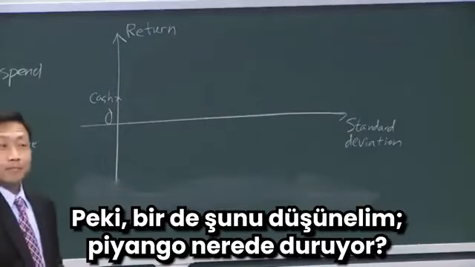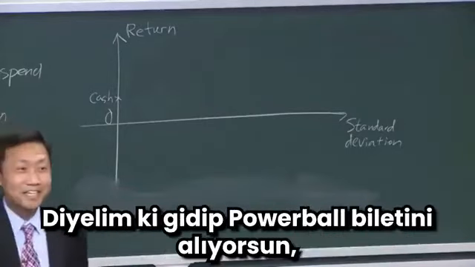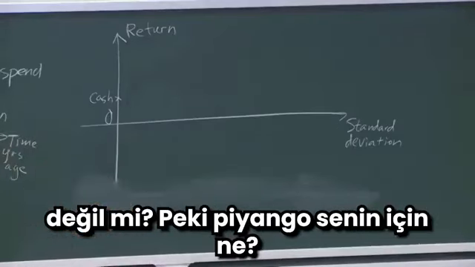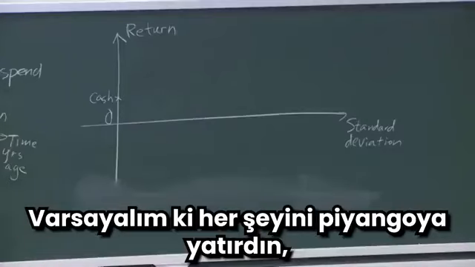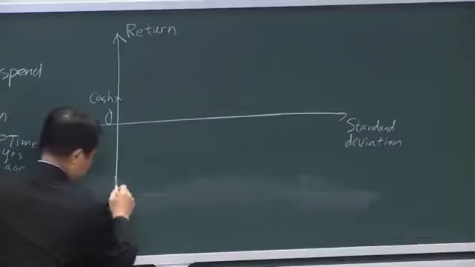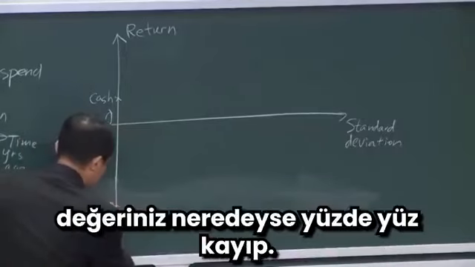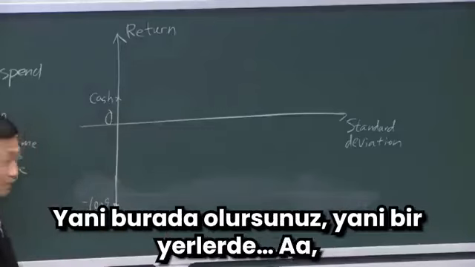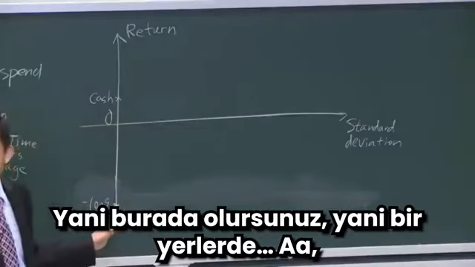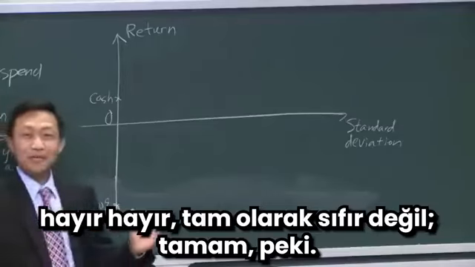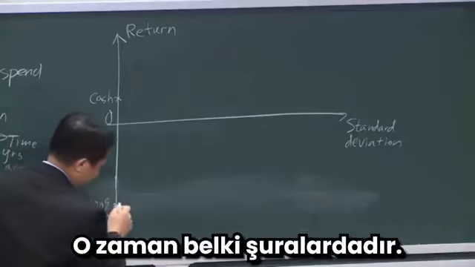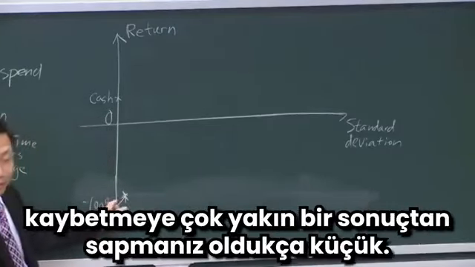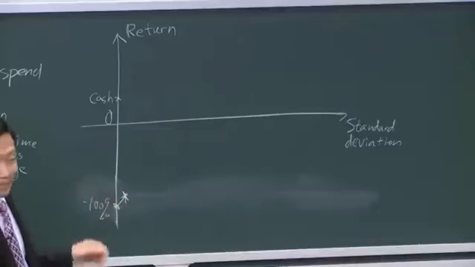Let me think about another example. Where's lottery? So you buy your Powerball, right? So where does lottery fall? Let's assume you put everything in lottery. So you're going to lose, so your expected value is very close to losing 100%. And your standard deviation is probably very close to 0. So you'll be here. Oh, no, it's not exactly 0. So, okay, fine, maybe it's somewhere here. So not 100%, but you still have a pretty small deviation from losing all the money.